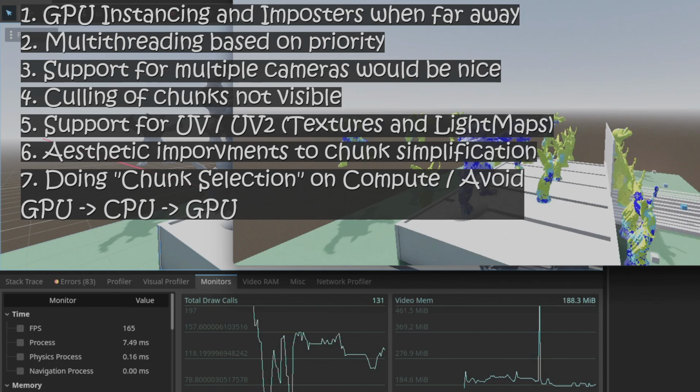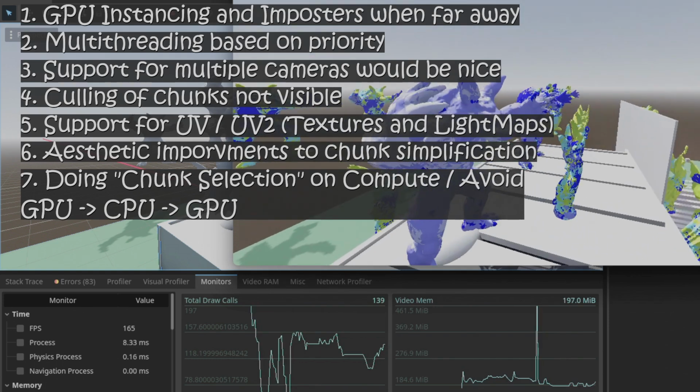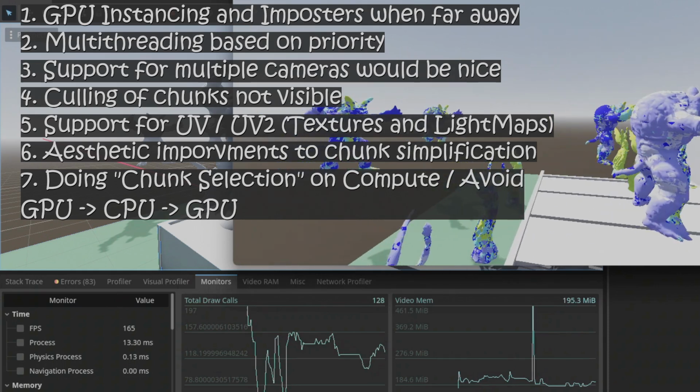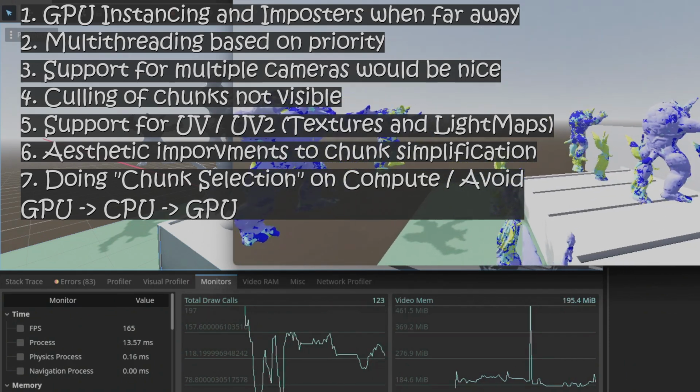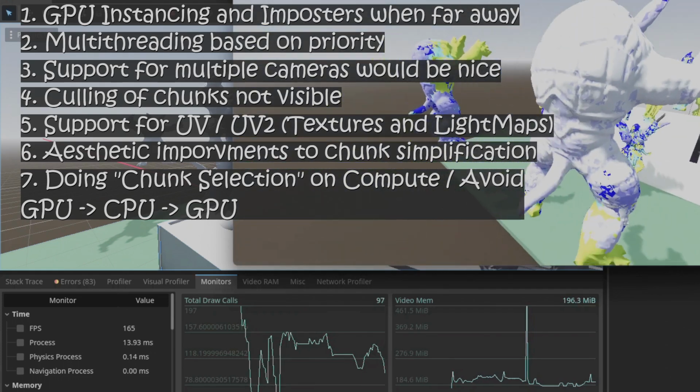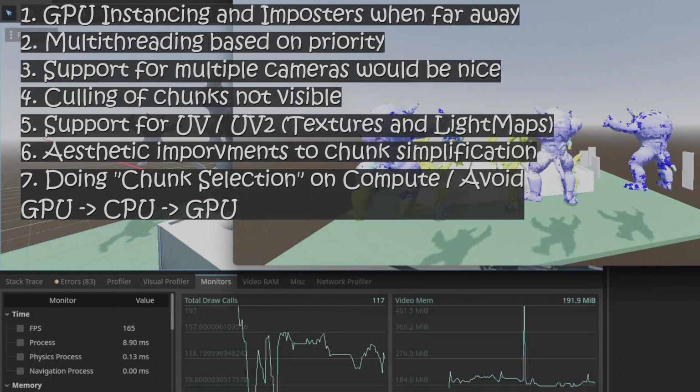Moving chunk selection to a compute shader would be ideal. Also, it would be nice if there was a way to render triangle/vertex data from this compute shader without having to pass everything back to the CPU again. There was some discussion about this on Godot's proposals for procedural mesh generation on the GPU.